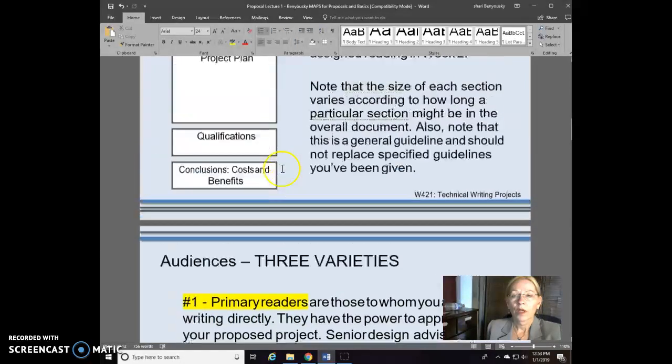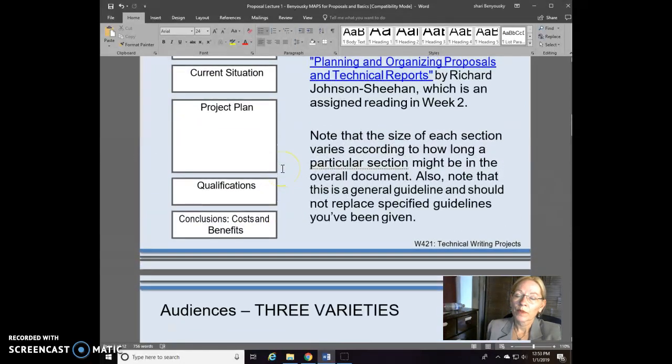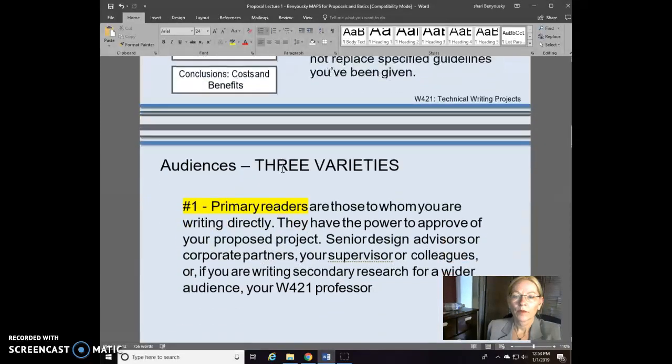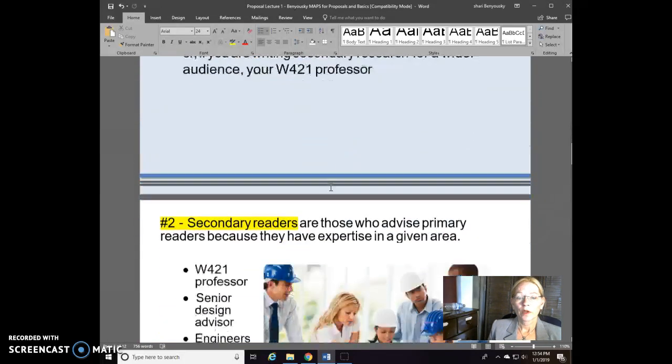All right, so maps. Your second section of maps is your audience. So that's the A. There are 3 audiences that you're going to be dealing with. The one that most people think about is your primary reader. Those are the ones you're writing to directly. These are the people that can veto your project and say, nope, not going to go any further. Obviously, your senior design advisor, your corporate partners, if you have any, your colleagues. In this case, me, your 42101 professor, is also a primary reader.